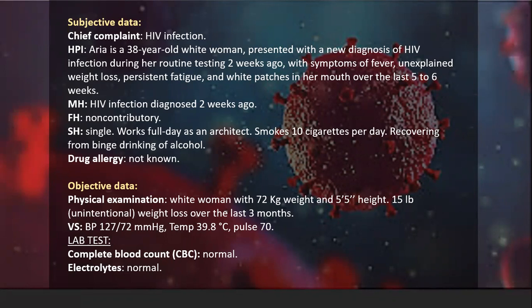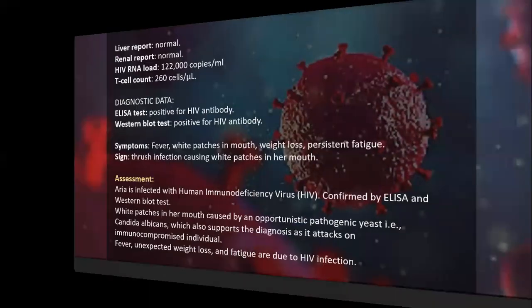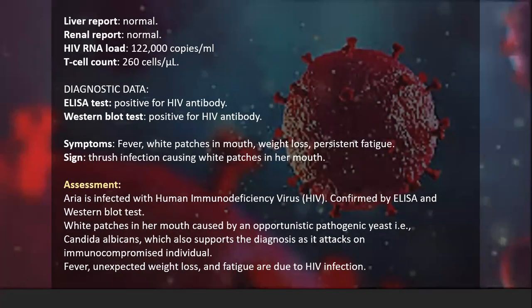Lab tests. Her CBC and electrolyte reports are normal. Liver and renal reports are also normal. HIV RNA load is very high, which is 122,000 copies per ml. This viral load indicates the spillover of virus from replication into the plasma. T cell count is very low, which is 260 cells per microliter, indicating the compromised immune system, because in a healthy individual this T cell count is more than 1200 cells per microliter.